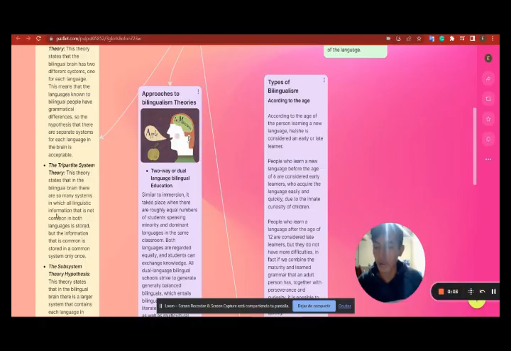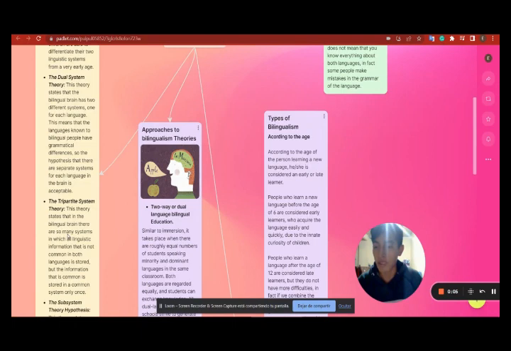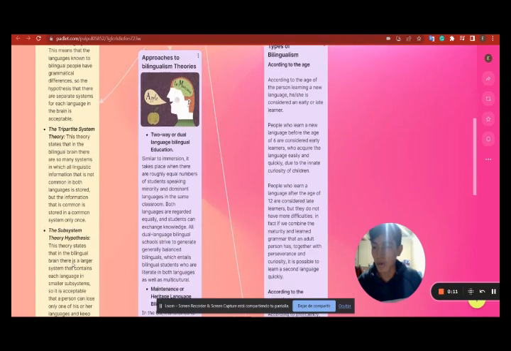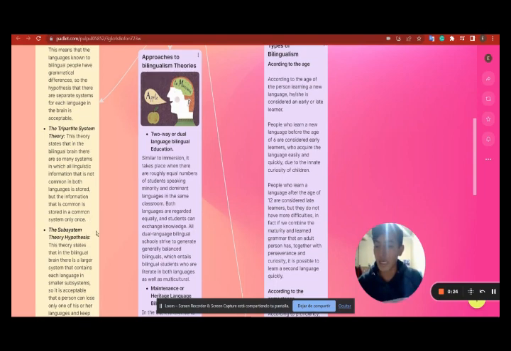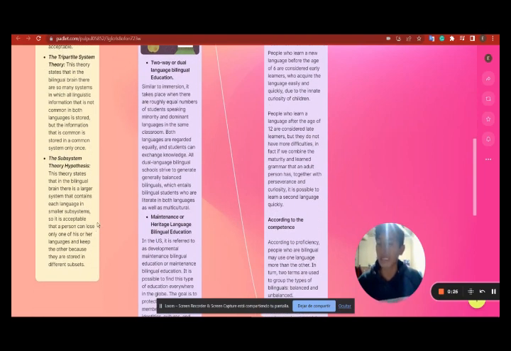Another theory of bilingualism is the tripartite system theory, and this theory states that in the bilingual brain there are also many systems in which all linguistic information that is not common to both languages is stored, but the information that is common is stored in a common system only once.